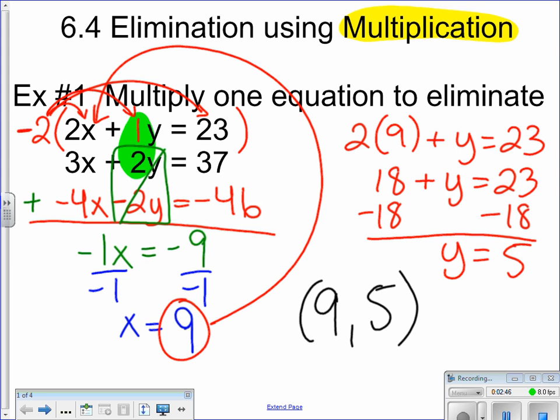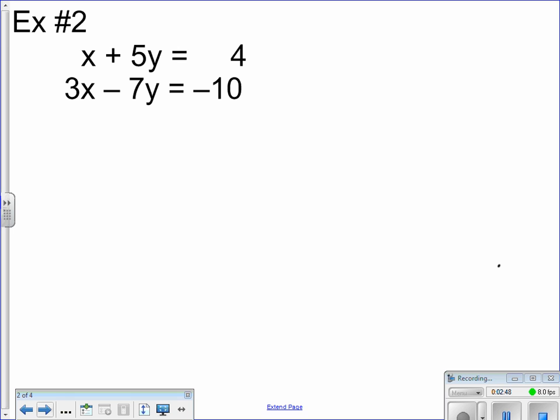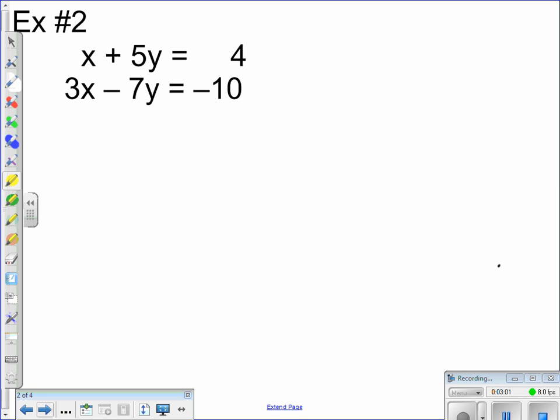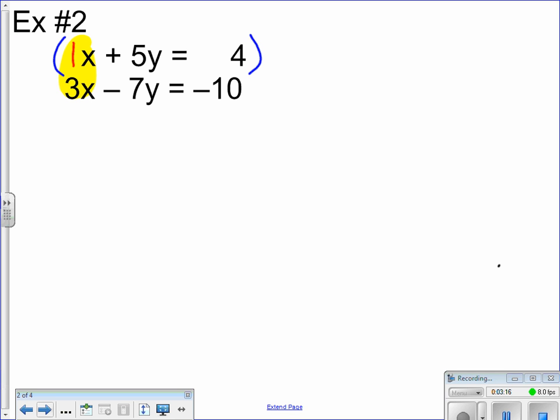Alright, example number 2. Up here you can see I have x plus 5y equals 4 and 3x minus 7y equals negative 10. First thing I want to do is identify which variable should be the one to cancel out. I always look for the one that has a 1 in front of it, which is x this time. So those are the two variables that I want to make the same. All I need to do to make a 1 turn into a 3 is multiply by 3. And since the bottom one's already positive 3x, let's make the top one negative 3x.